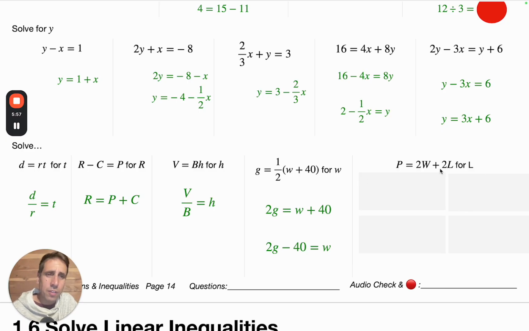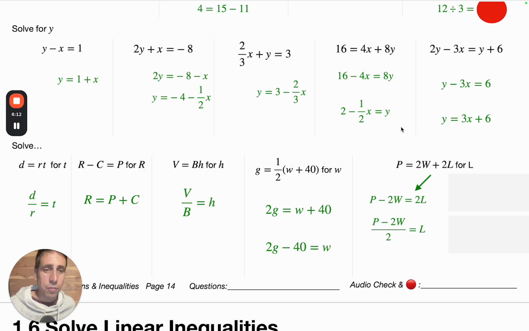There's a couple ways of doing this. If you're going to solve for L, I see addition and multiplication. So here's what happens if you undo the addition first. You subtract 2w from both sides, and then it leaves the 2L all by itself. You can further divide both sides by 2, and this is what you get. The entire left side divided by 2, and the entire right side divided by 2.